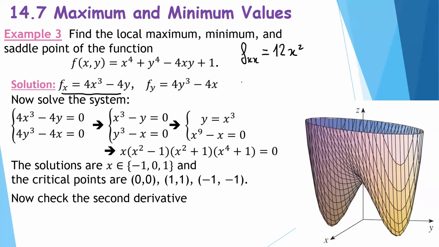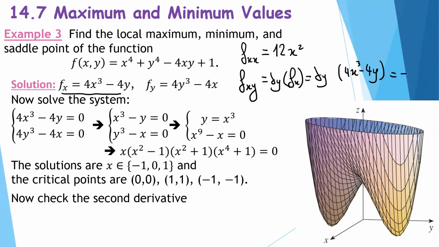Now I will need fxy. What is fxy? It's dy of fx. It's dy of 4x cubed minus 4y. So it's minus 4. Be careful, minus 4. This is fxy.